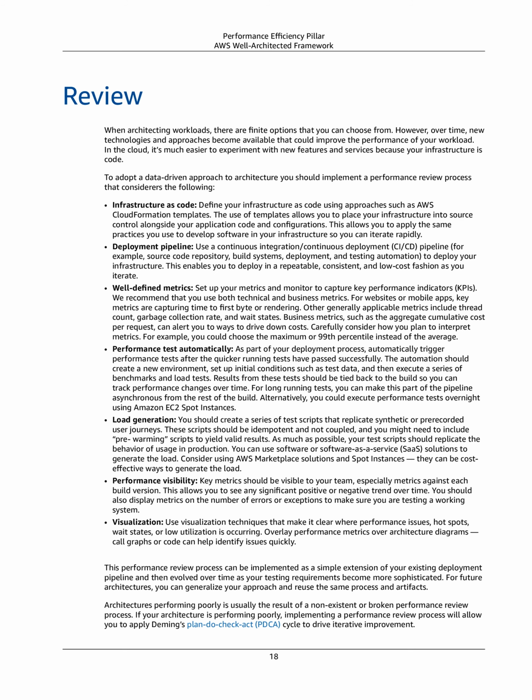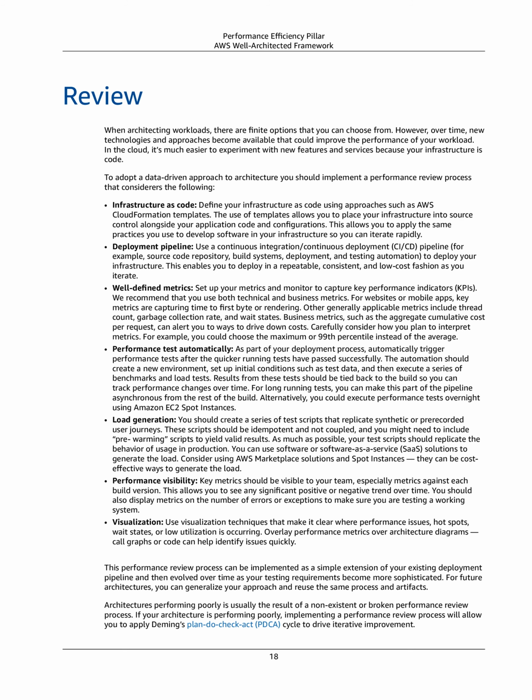Performance visibility. Key metrics should be visible to your team, especially metrics against each build version. This allows you to see any significant positive or negative trend over time. You should also display metrics on the number of errors or exceptions to make sure you are testing a working system. Visualization. Use visualization techniques that make it clear where performance issues, hot spots, wait states, or low utilization is occurring. Overlaying performance metrics over architecture diagrams, call graphs, or code can help identify issues quickly.